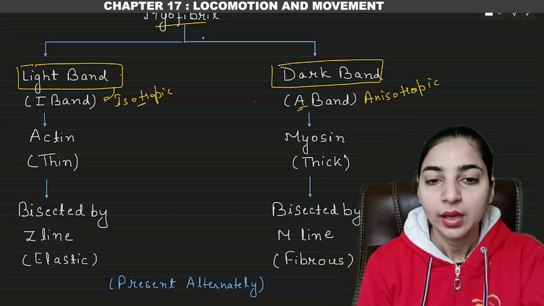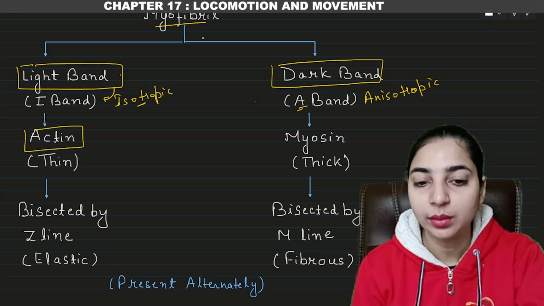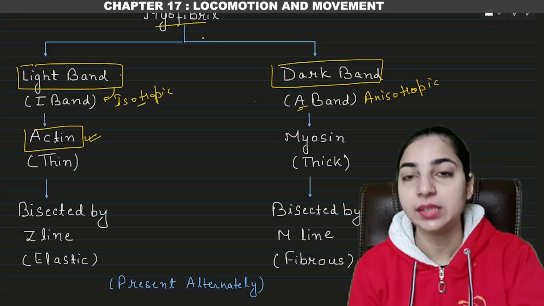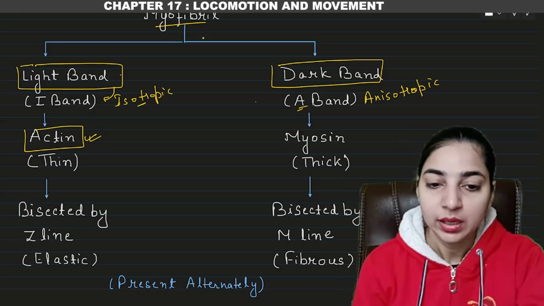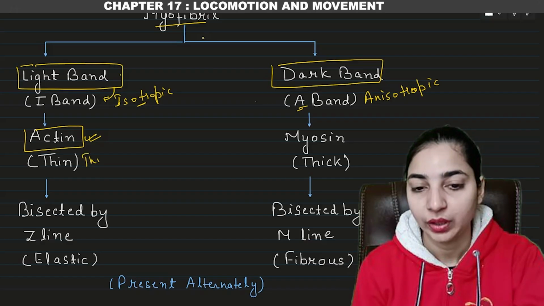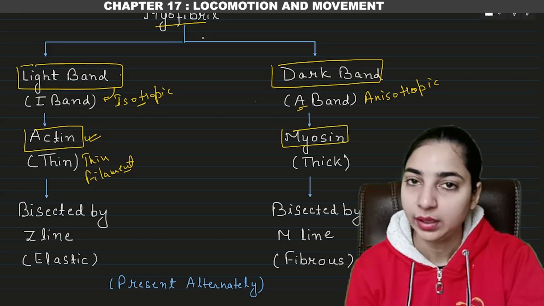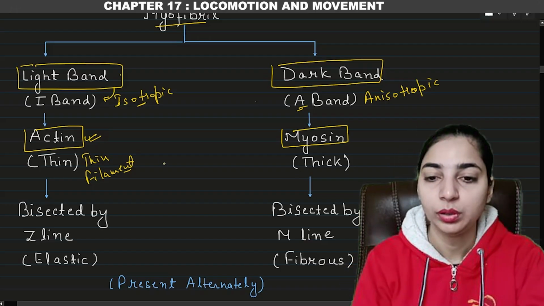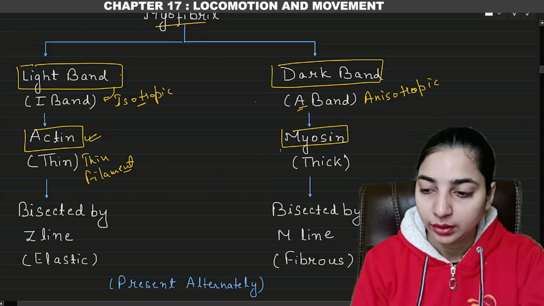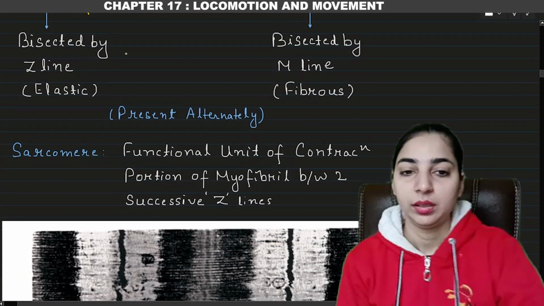Why does the light band appear light? Because of the presence of actin protein, which gives a very light appearance to the band. These are also known as thin filaments. The dark band consists of thick filaments called myosin. Myosin gives a thicker or darker appearance, therefore it is known as the dark band. Now I will show you the diagram.